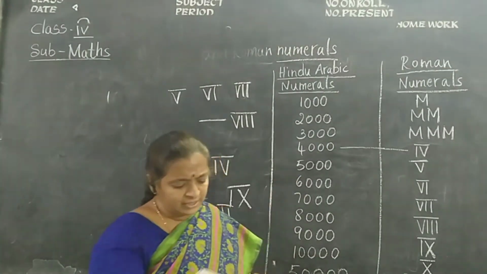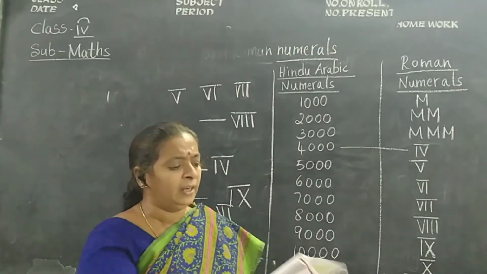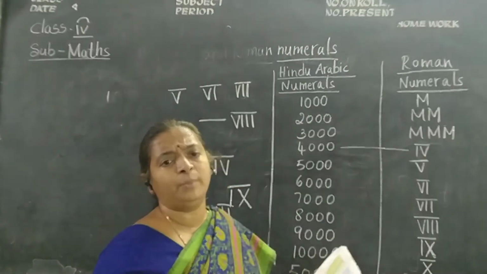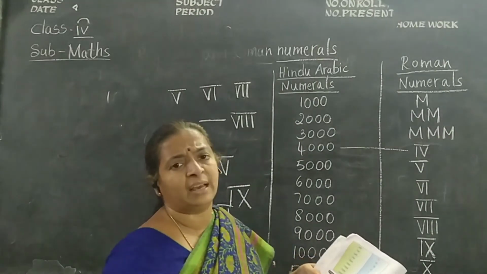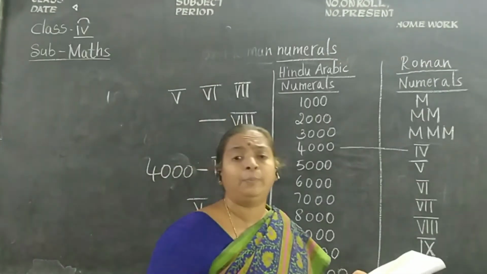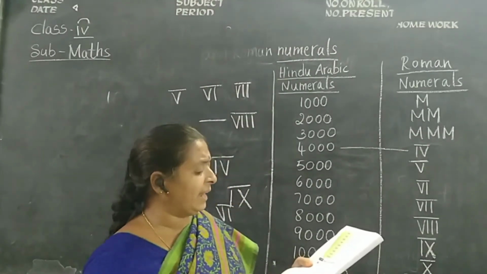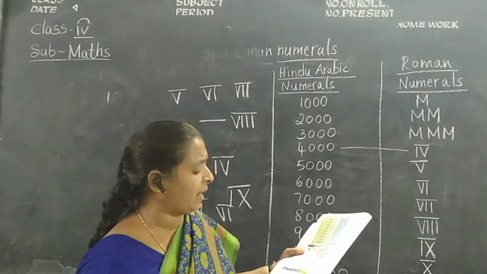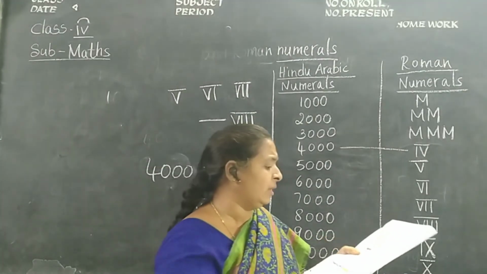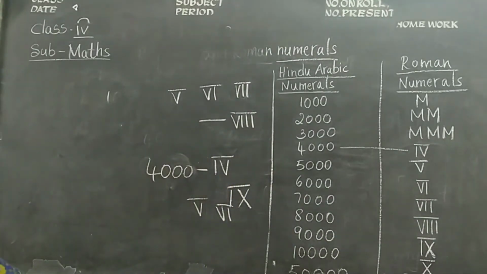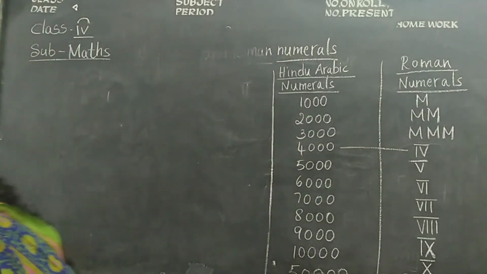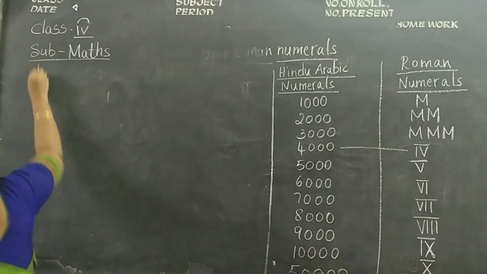So copy this, children, from page number 99 to page number 100, where all the values are given. In one column Indo-Arabic numerals and in the other Roman numerals are there. Try to understand them by the help of the textbook and by the help of this video, children. Another exercise is there underneath on page number 100. I will show you how to do it. With the help of this column, we will try to do this exercise on page number 100. Copy in your notes, children.